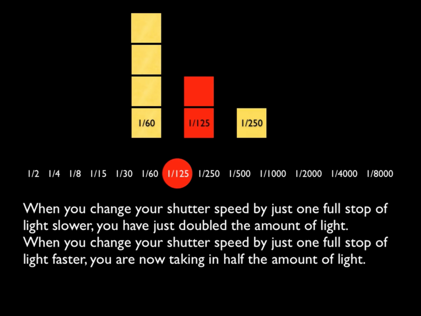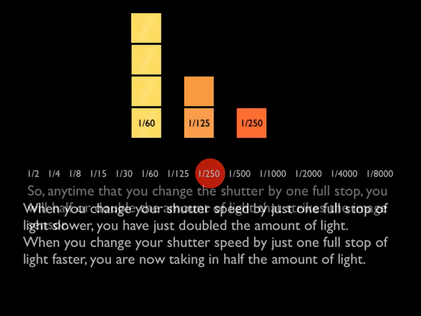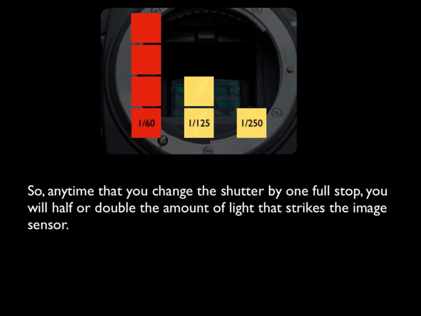When you change your shutter speed by just one full stop of light slower, you have just doubled the amount of light. When you change your shutter speed by one full stop of light faster, you are now taking in half the amount of light. So anytime that you change your shutter speed by one full stop, you will halve or double the amount of light that strikes the image sensor.